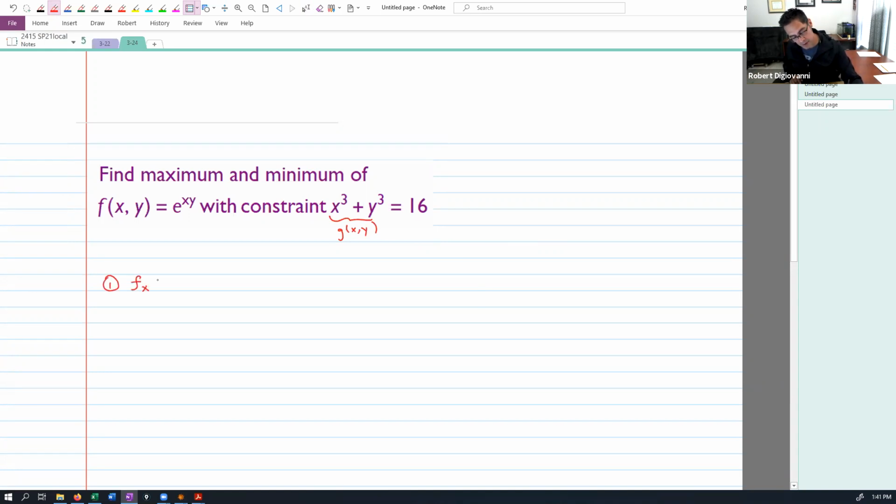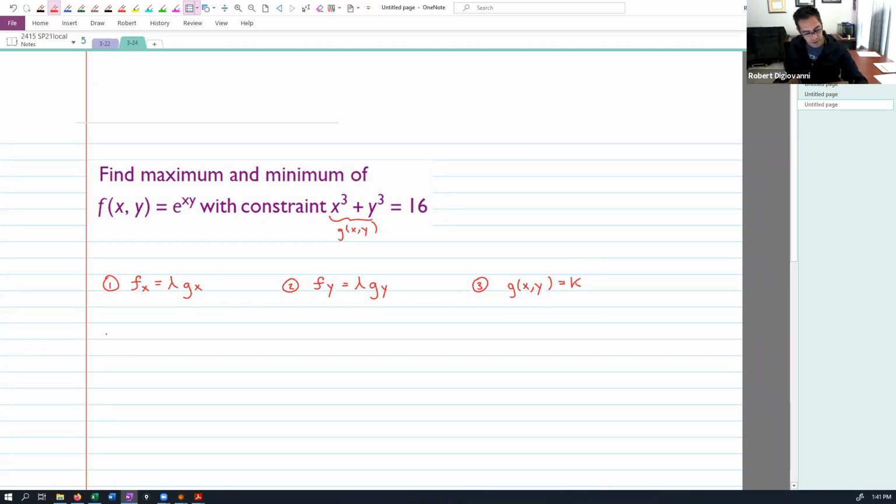Partial of f with respect to x equals lambda partial of g with respect to x. Second thing I need to make sure is true is that the partial with respect to y is equal to lambda times partial g with respect to y. Third thing I have to make sure is true is that the constraint equation is satisfied. Every time, those are my three equations.